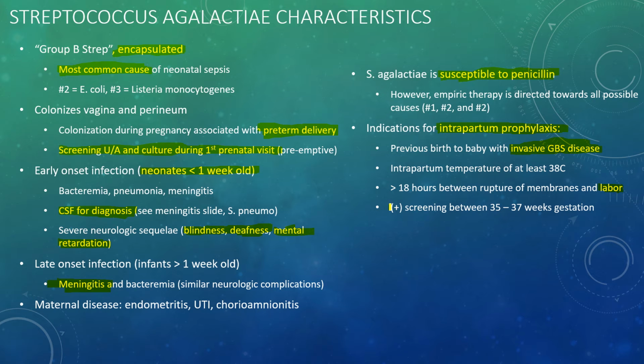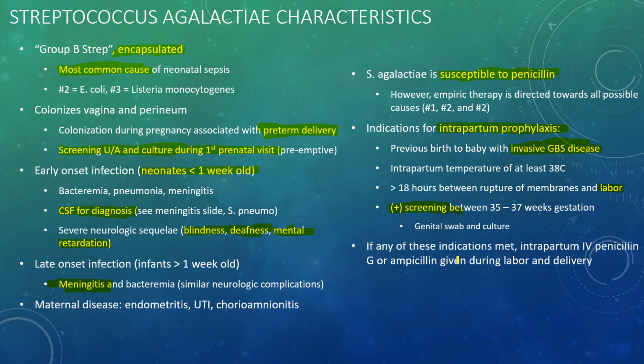The final one is a positive screening between 35 and 37 weeks. Remember I mentioned that all women get screened between 35 and 37 weeks for group B strep to prevent these symptoms and these diseases from happening. So if there's a positive screen, that's another reason for prophylaxis. So it's a genital swab and culture or a rectal swab. So if any of these indications are met, you have to give intrapartum IV penicillin G or ampicillin during labor and delivery.